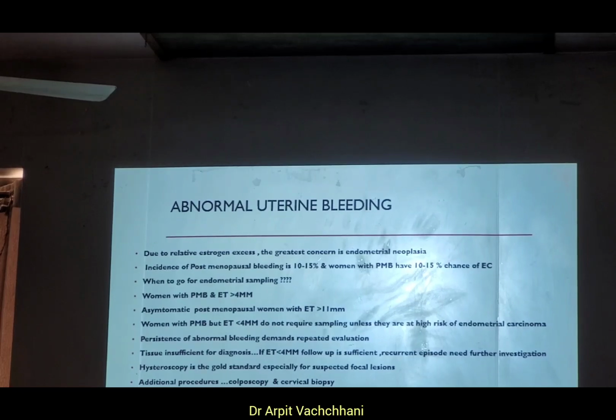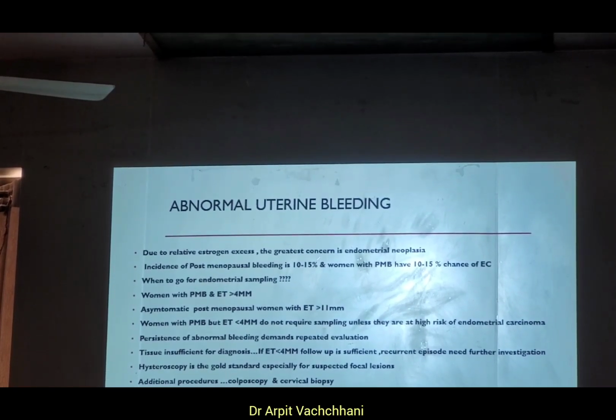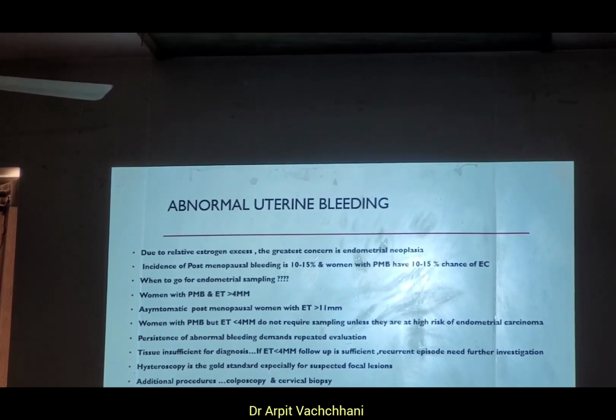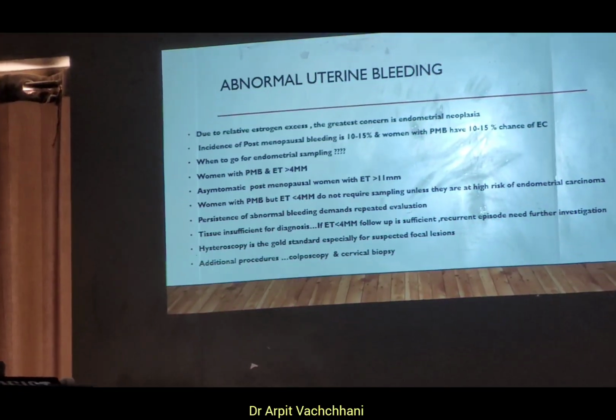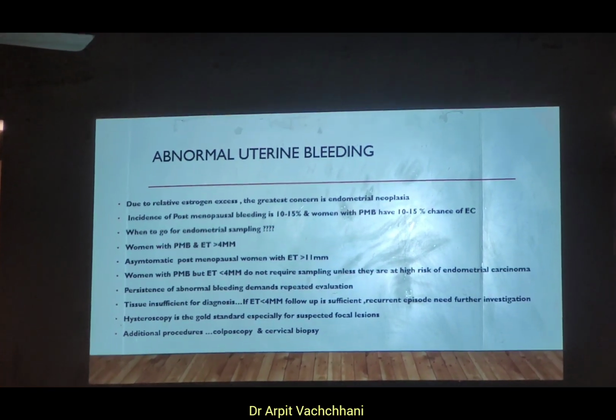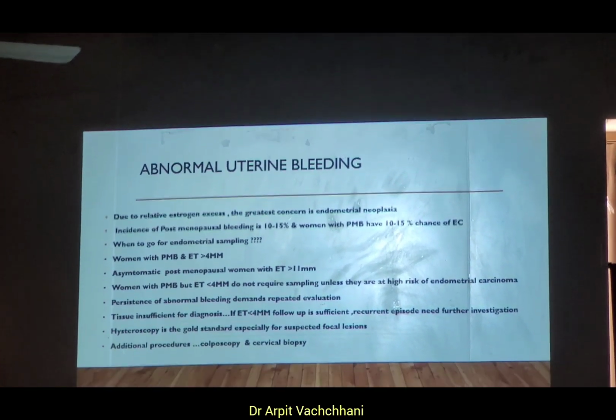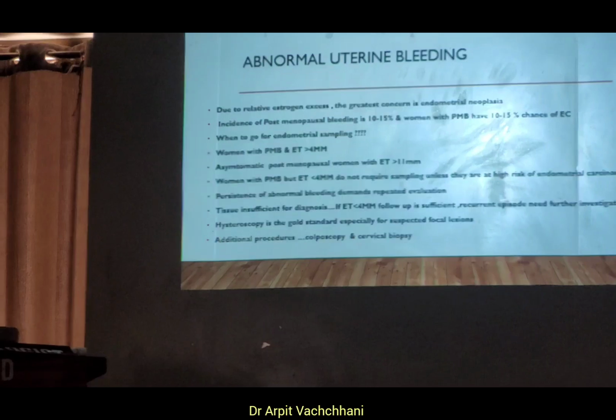Then persistence of abnormal bleeding. The ET was less than 4 millimeter, there was no risk factor, you did not go for endometrial sampling, but the patient continues to bleed. Means she had episodes of bleeding, then go for sampling. Repeated evaluation is required.